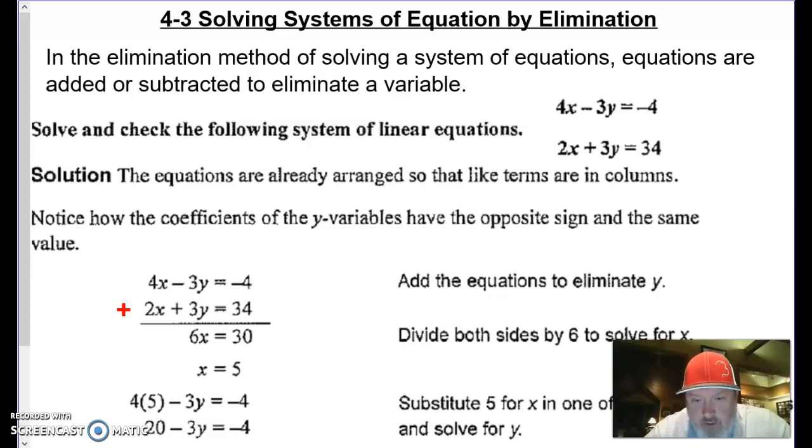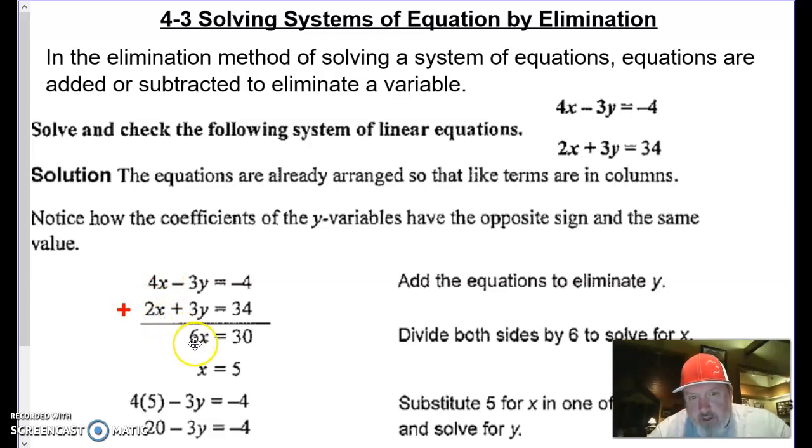And what we're looking for in this particular section, if you see these two equations right here, you can see that the y variables are opposites. And that's what we're looking for. We're looking for either the x's to be opposites or the y's to be opposites. And so when we have a set of equations like this, if the signs are opposite, we're going to add these equations together. And you can see that's what it says here, add the equations to eliminate y. So we're just going to combine these two together.